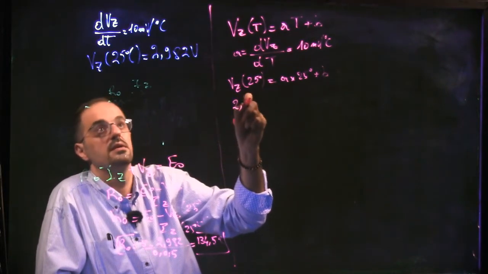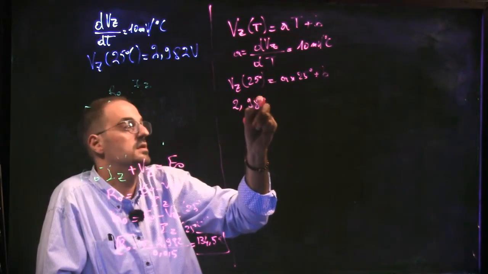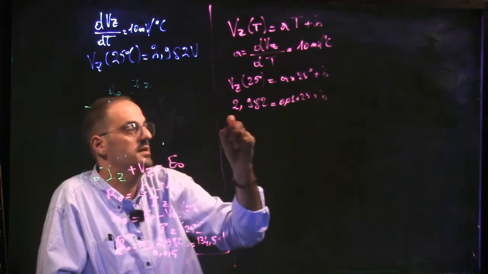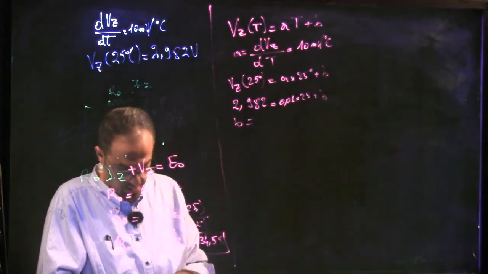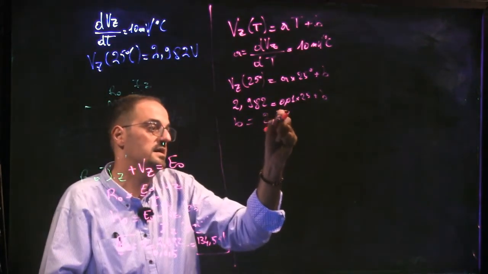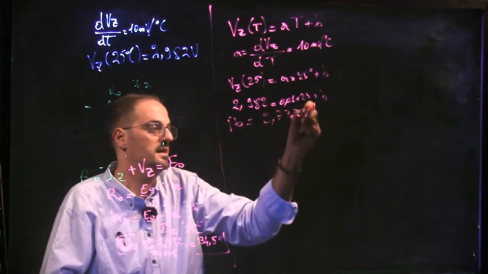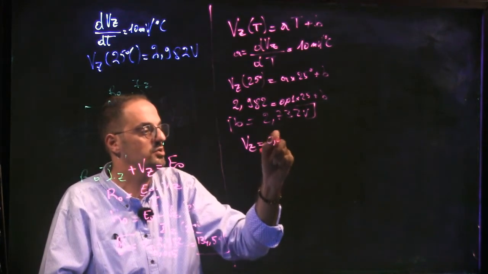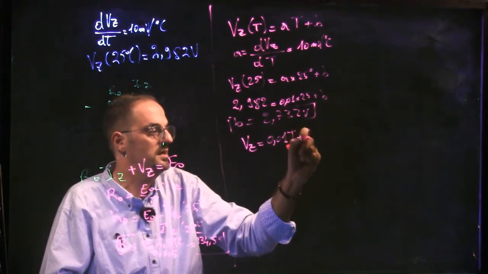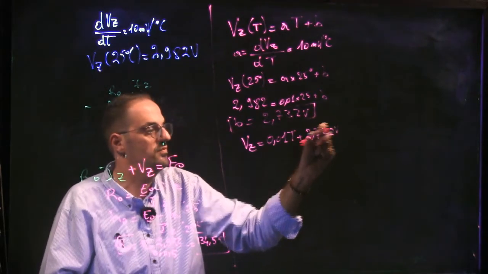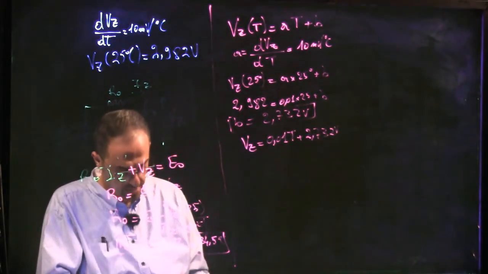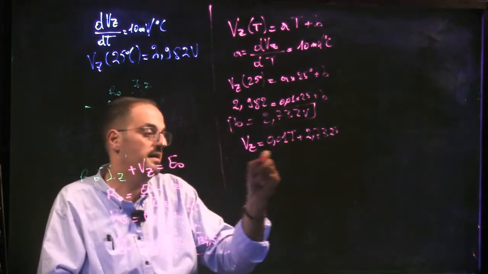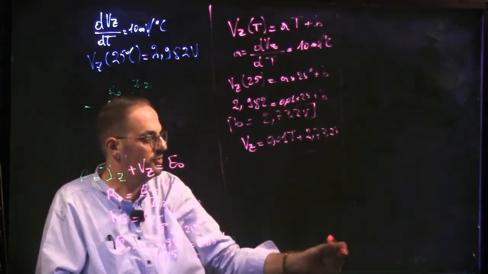So 2.982 equal to 0.01 times 25 plus B, which means B is equal to 2.732 volts. In this case, we know the linear expression of Vz, it's equal to 0.01 times the temperature plus 2.732 volts.